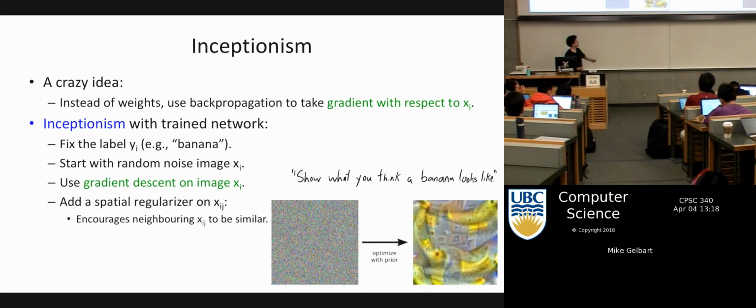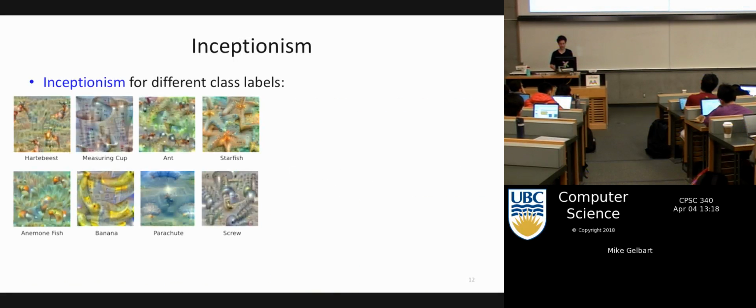Right, so show me what you think a banana looks like is essentially the question you're asking the trained network. And you get all these very interesting looking images, and that doesn't look like something you would encounter, or at least something I would encounter, but it's very interesting.